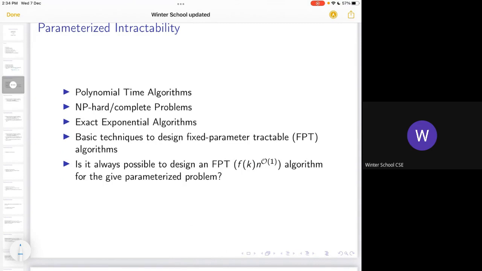Like, can there be problems with particular parameters that we are trying to exploit, where we are not able to design such running time algorithms? If k is my parameter and n is my input size, then I am not able to design such a running time algorithm. So can we think about that now? That is, is it always possible or do we get stuck sometimes? Is anyone already familiar with this notion here? Okay, so some of you are. Great.